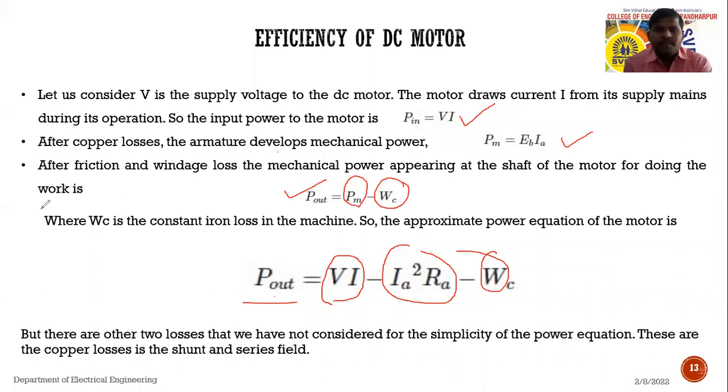So the approximate power equation: P out, the output power, is input minus losses. So input power V into I, minus losses, that is copper loss, which we can represent as Pcu, and Wc is nothing but the constant loss. But there are two losses that we have not considered, for simplicity.